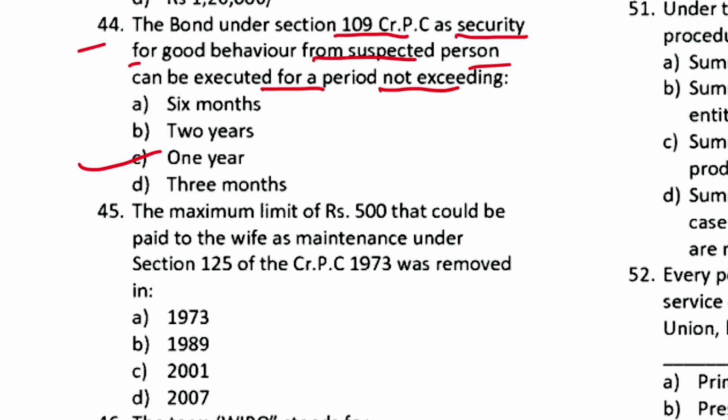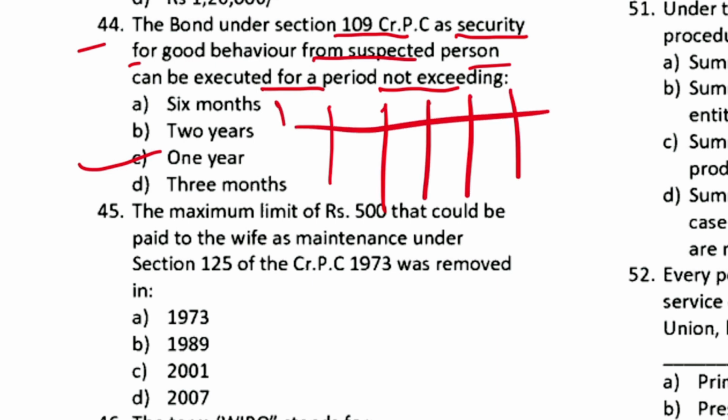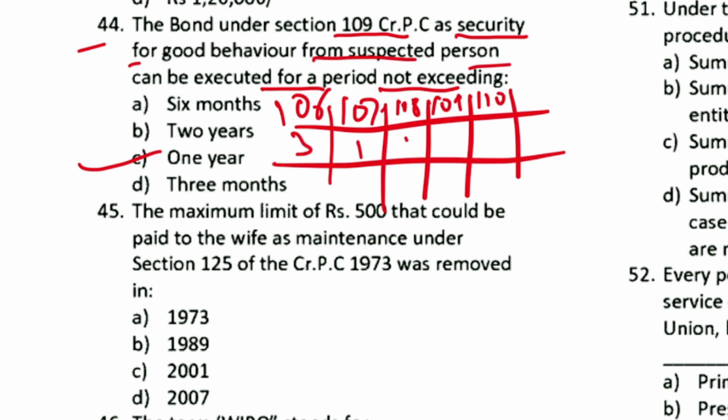See, I have discussed this thing several times in my previous videos of judicial services and other exams, and I have also made a chart for this. A small chart is there. Sections 106, 107, 108, 109 and 110. The period for execution of bond is 3 years, 1 year, 1 year, 1 year and 3 years.